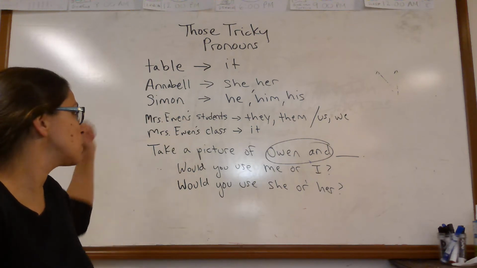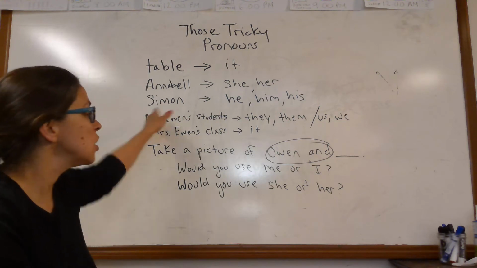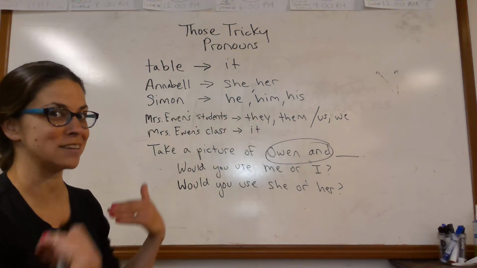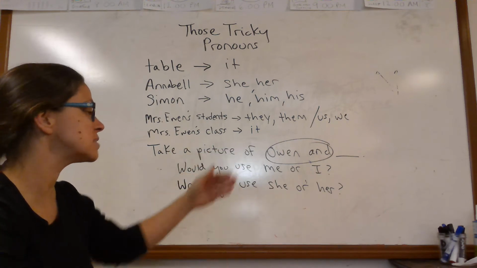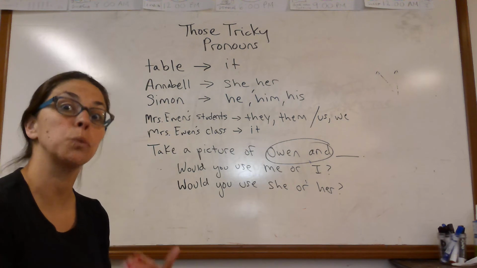If you want to talk about Mrs. Ewan's students, but you don't want to keep on saying Mrs. Ewan's students, you might say they or them, especially if you're Miss Holtzman-Rich's class talking about Mrs. Ewan's students. But if you're in Mrs. Ewan's class, you might say us or we.